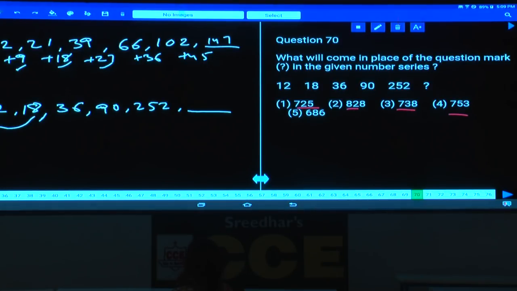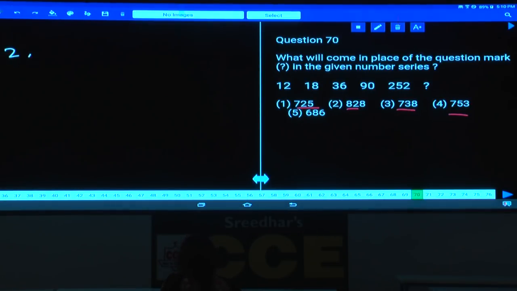How can you express these in the product form? 12 into 1.5 is 18, 18 into 2 is 36, 36 into 2.5 is 90, so the multipliers are 1.5, 2, 2.5, and the next one must be 90 into 3. But 90 into 3 is 270 should be the number, isn't it? Now once again.